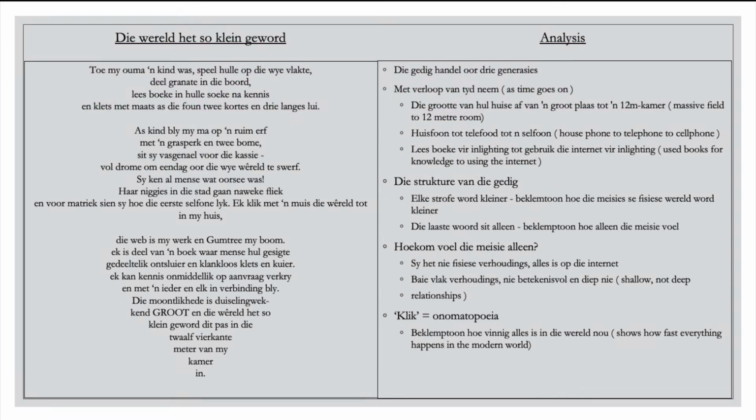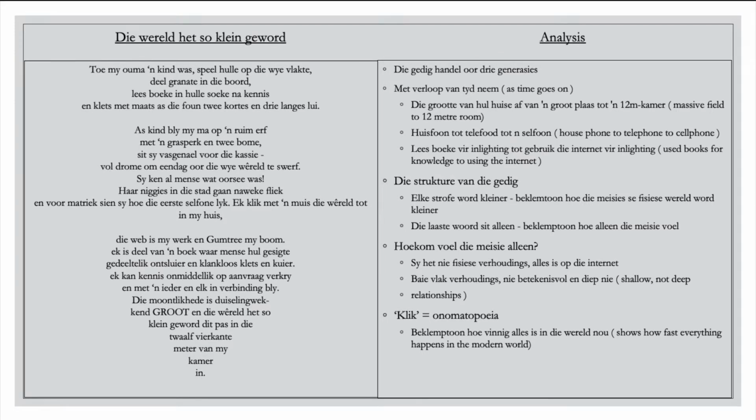So today I'm going to be analysing the poem Die wêreld het so klein geword. Now this is a poem about three generations, the mother, daughter and grandmother, and it basically highlights the advantages and disadvantages that technology has given to each of the generations and how it has changed how they live.